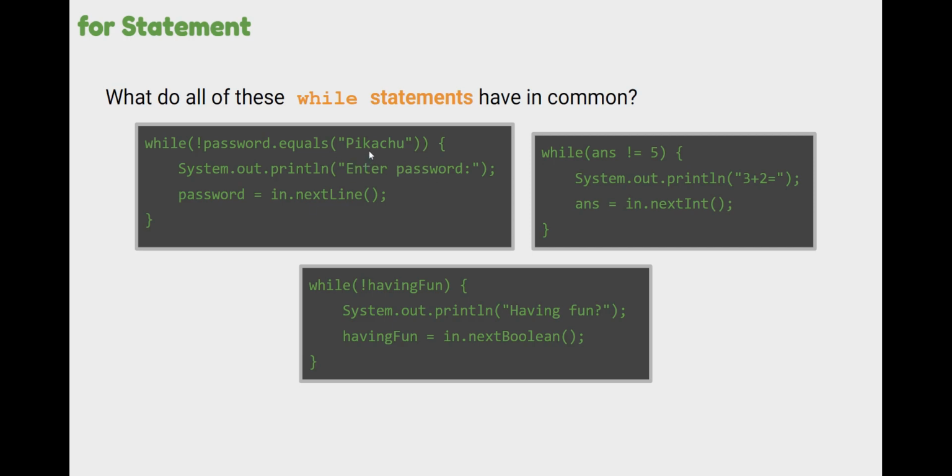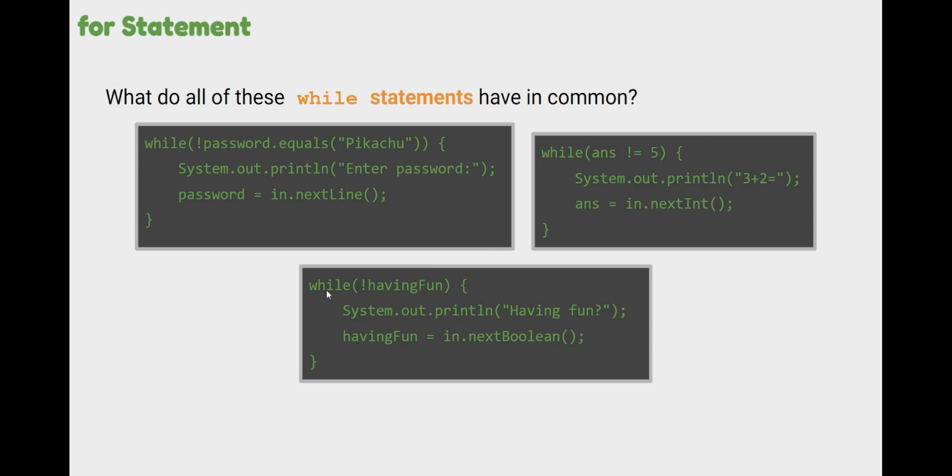But you usually just have an @ symbol for the A instead of the A. The next one says, while your answer is not equal to 5, we're going to ask you a math question. What is 3 + 2? And then we're going to get an integer from the input stream, and we're going to put it in answer. And we will keep looping until you type a 5 for an answer. We'll just keep asking you this question over and over and over again.